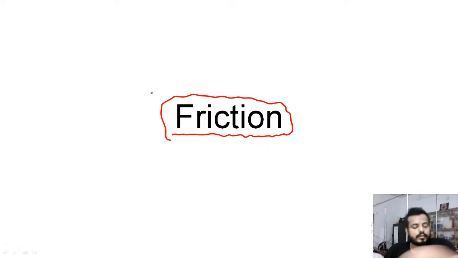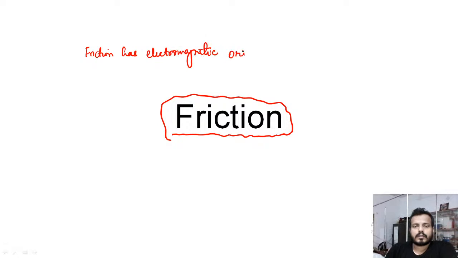So basically, what is friction? Friction has electromagnetic or electrostatic origin. So friction has electromagnetic origin.